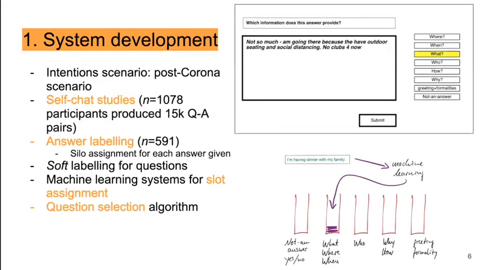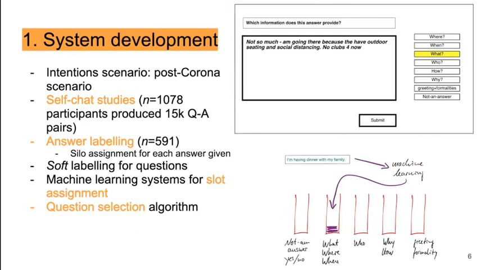Now, on top, what you see here is the interface that we used for annotation, for labeling. There was the piece of information, not so much. I'm going there because there's a typo. They have outdoor seating and social distancing, no clubs for now. So this is something that we got from this initial self-chat phase, and then asked others to annotate.